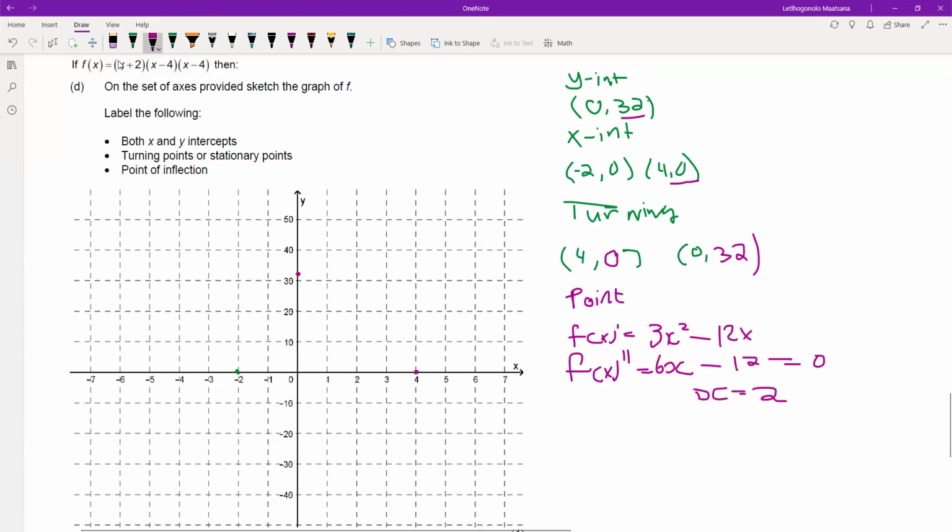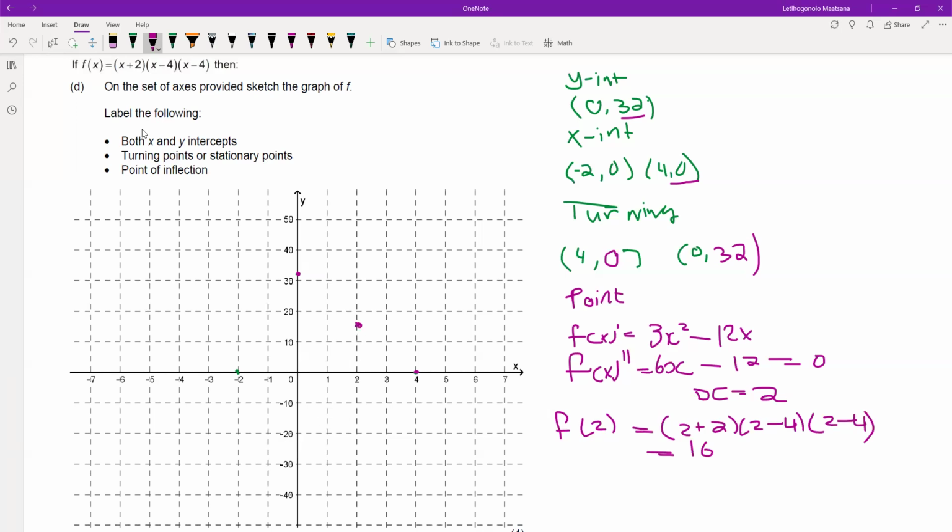Then we can substitute it into our equation to find what the y value is going to be, and we will get a y value of 16. So what you have to do is 2 plus 2, 2 minus 4, and 2 minus 4, and we will then get a value of 16. So our point of inflection is at (2, 16), somewhere at that point.